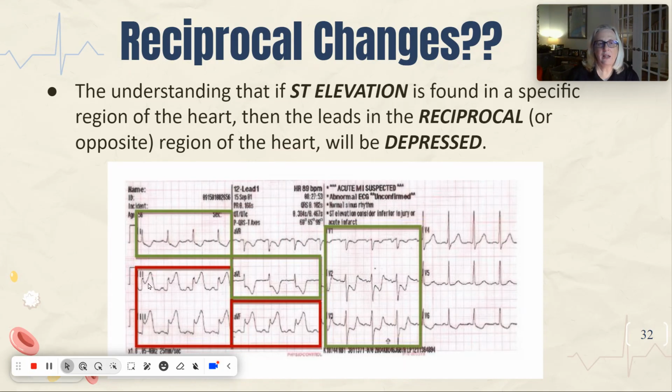So if I see elevation in 2, 3, and AVF, I should see depression in 1 and AVL. I see a depression. This is downsloping here and another downsloping. So it's just the opposite. It's the reciprocal change. That just helps us confirm for sure that this is a STEMI because we have the reciprocal change happening. Okay.